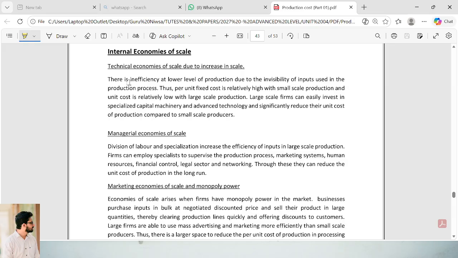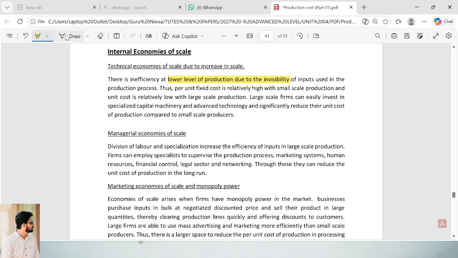Remember, these are the same reasons. I'll repeat. These are the same reasons for increasing returns to scale. We have discussed that part. Reasons like indivisibility of factors of production, right? The cost borne one time, right? You can see there is inefficiency at lower production due to indivisibility. Indivisibility. It should be indivisibility.